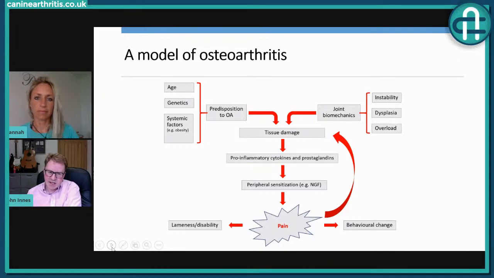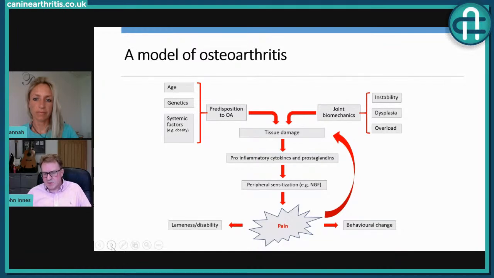So factors such as age, genetics, and other systemic factors can influence how fast the arthritis progresses. And so we get tissue damage that causes the release of pro-inflammatory proteins, which are known as cytokines and prostaglandins. And that can cause sensitization of the neurological systems of the pain pathway. And there's a key mediator there, which is called NGF, or nerve growth factor. And ultimately, this ends up in pain.